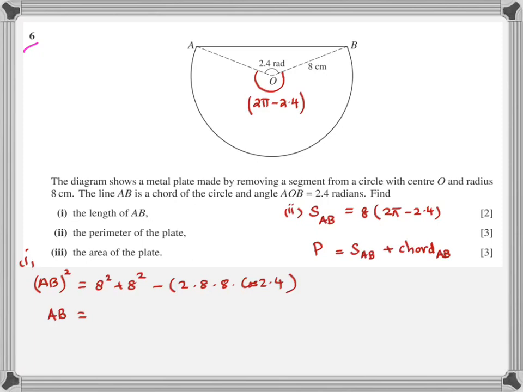Third part, the area of the plate. There are 2 ways of doing it. What some people do is that, let me draw it, they extend the circle like this. This is just for purposes, something like this. And they find the area of this thing, minor segment, and subtract it from the total circle. That's one approach.